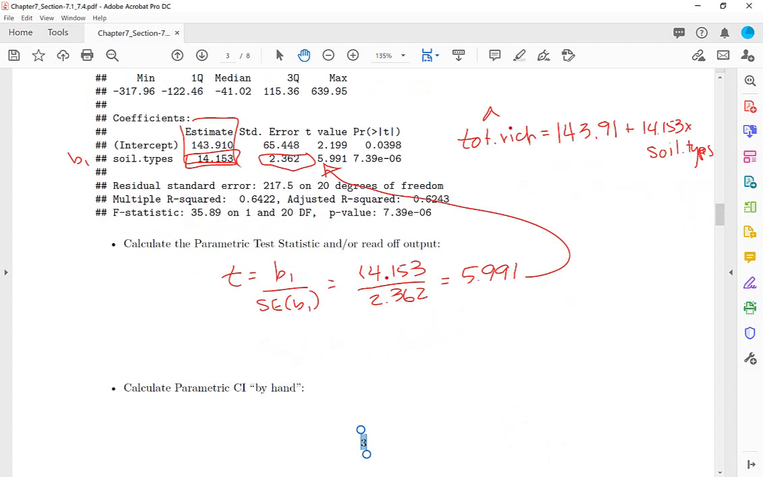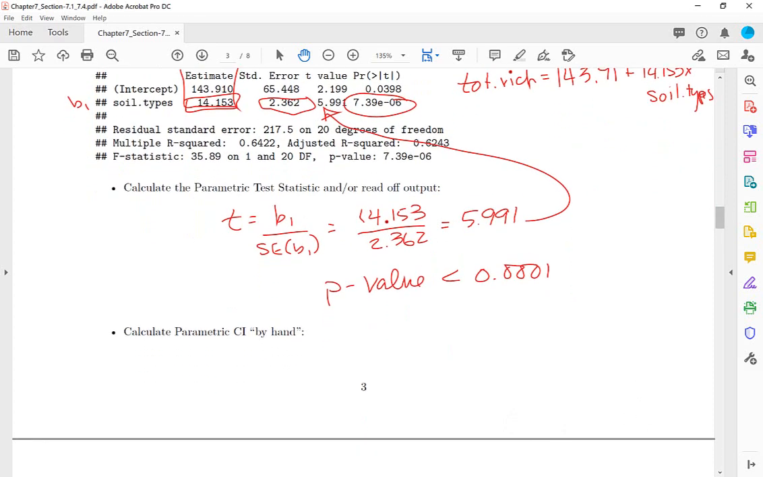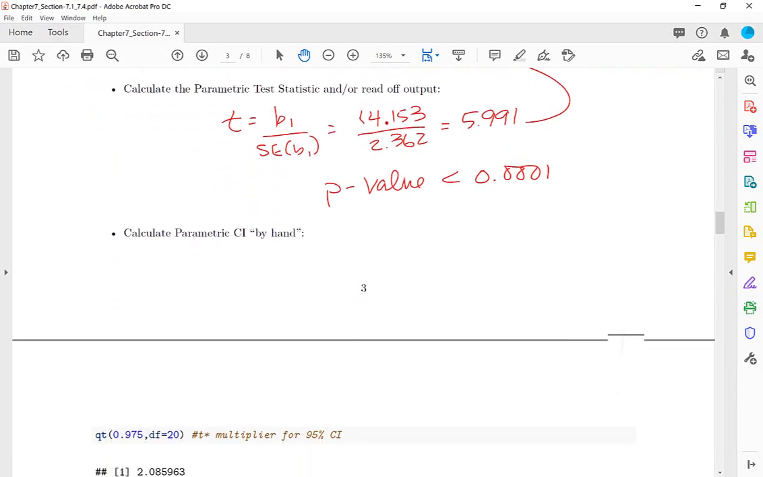Notice that the p-value for this test is very small, so we'll consider it less than 0.0001. So now let's look at calculating the parametric confidence interval by hand.